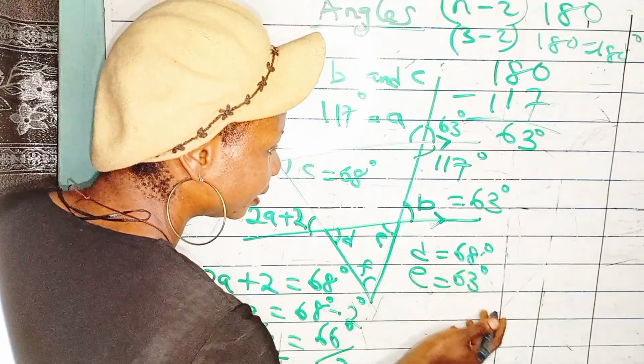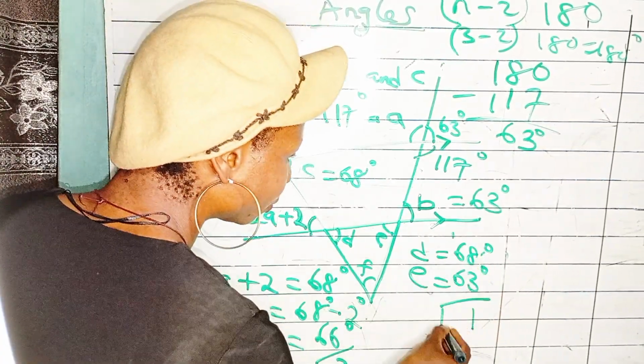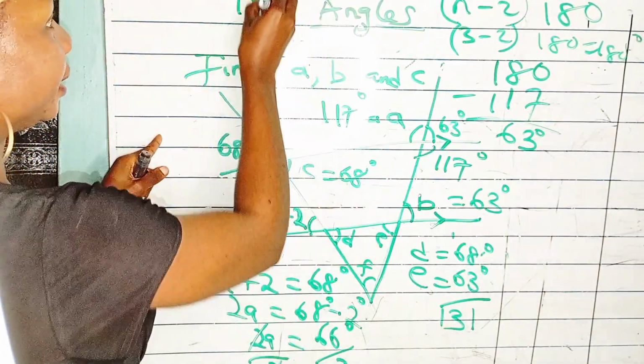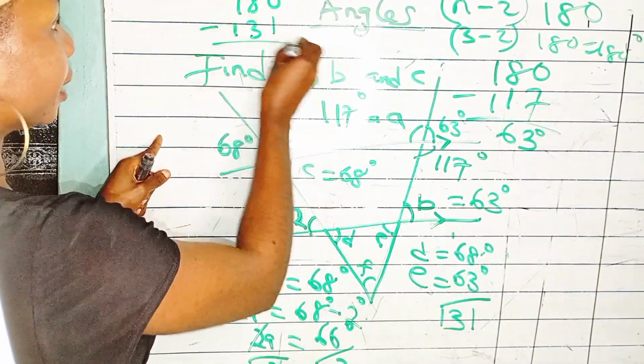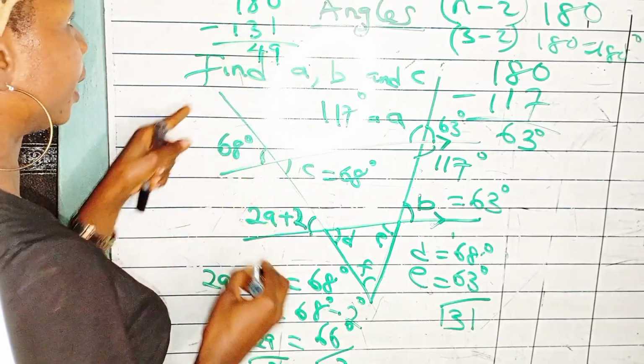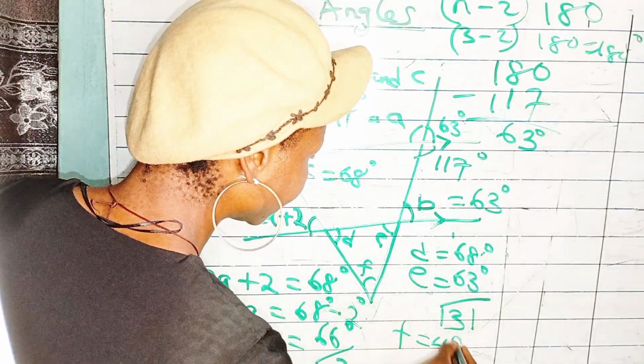So 68 plus 63 will give you 131. Subtract 131 from 180. I have 180 minus 131. I have it as 49 degrees. So F is equal to 49 degrees.